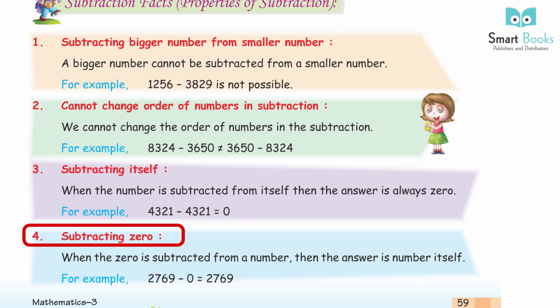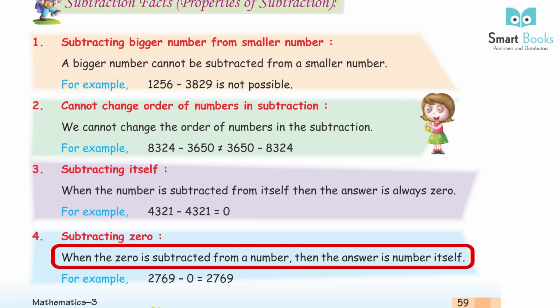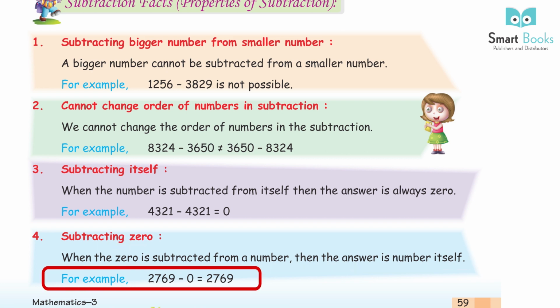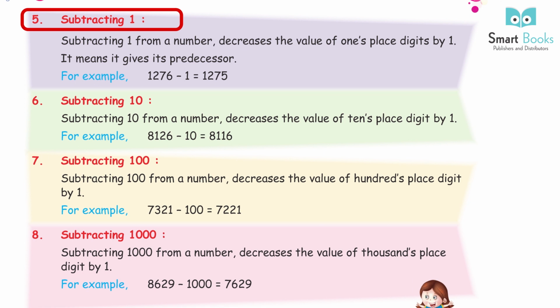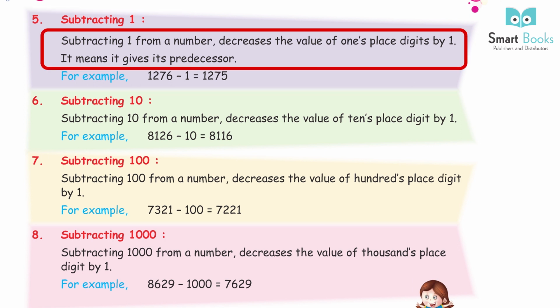4. Subtracting 0. When 0 is subtracted from a number, then the answer is the number itself. For example, 2769 minus 0 is equal to 2769. 5. Subtracting 1. Subtracting 1 from a number decreases the value of one's place digit by 1.